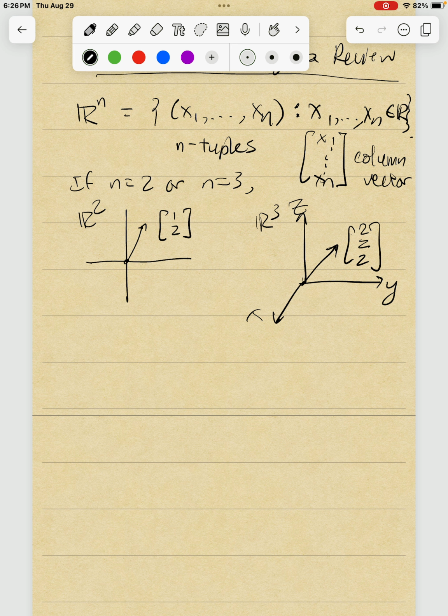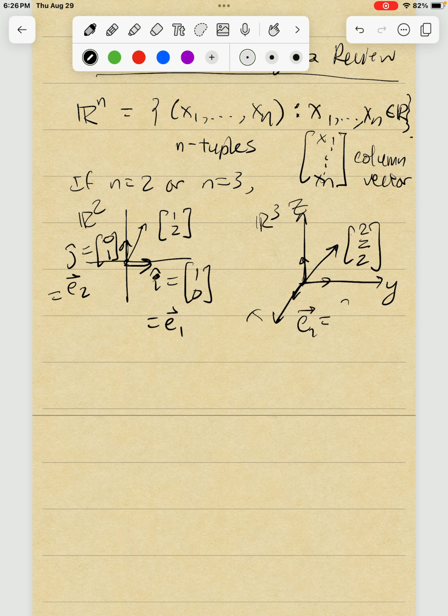And we have special names for certain vectors, i or i hat. It's just 1, 0, and it's usually written as E1 in a linear algebra book. And j hat, in this case it's 0, 1, and that's written as E2. And in R3 you have E1, E2, and E3. So in general, Ei is just a bunch of zeros, but then you have a 1 in the ith place, and then the rest are all zeros.